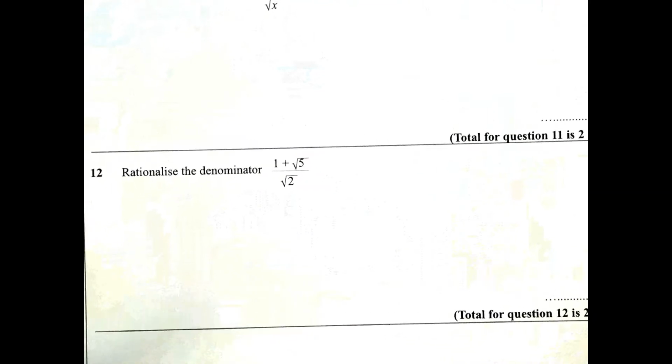Okay, finally we'll look at rationalizing denominators. So we'll go in with maybe question 12 looks pretty good. So I'm just going to zoom in a little bit on that one. Question 12 here says, rationalize the denominator of 1 plus root 5 over root 2.